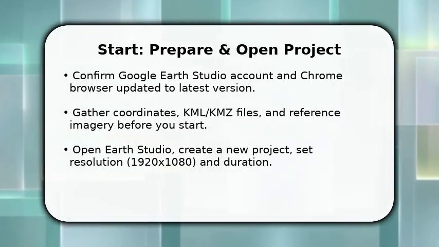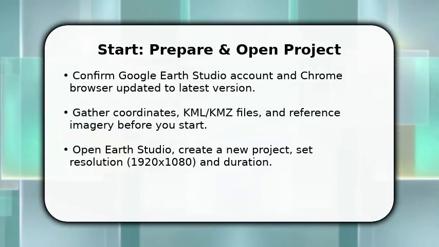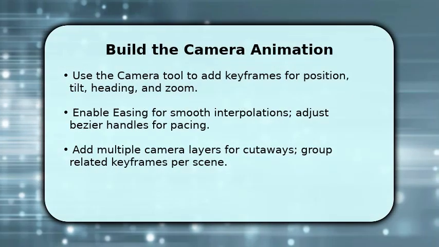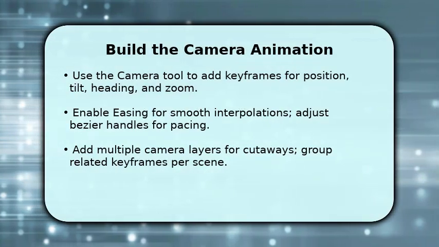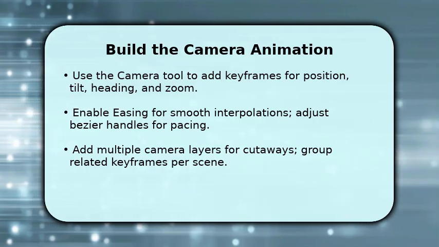Make sure to lock the camera target to the feature you'll animate, because that anchor controls how the subsequent keyframes move. You now construct the motion. Place keyframes for camera position, tilt, heading, and zoom at meaningful timestamps.